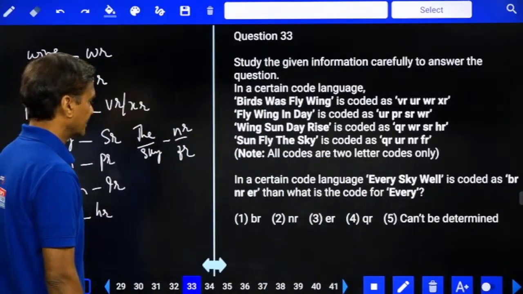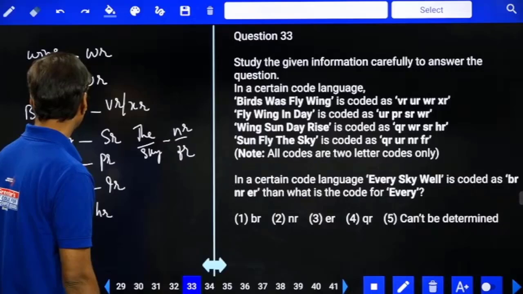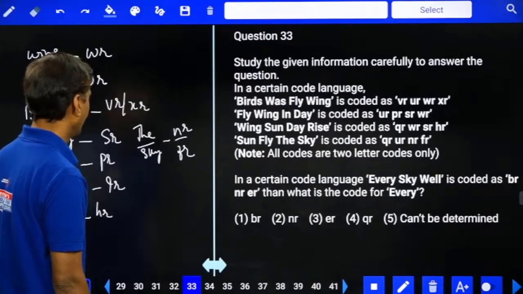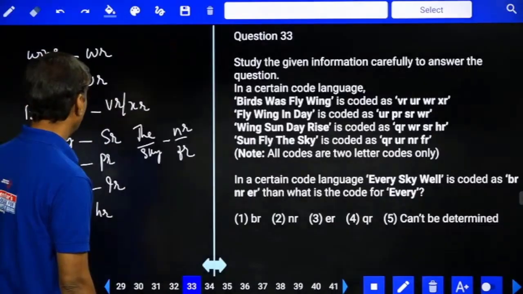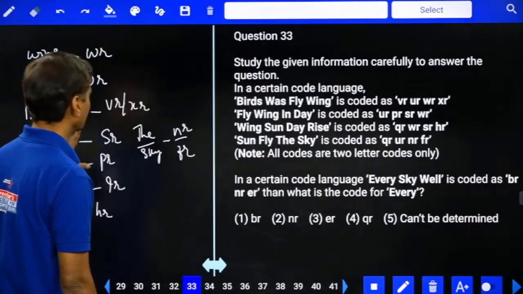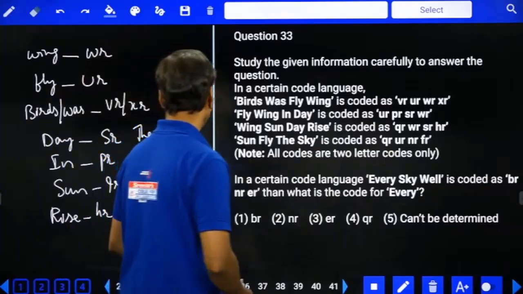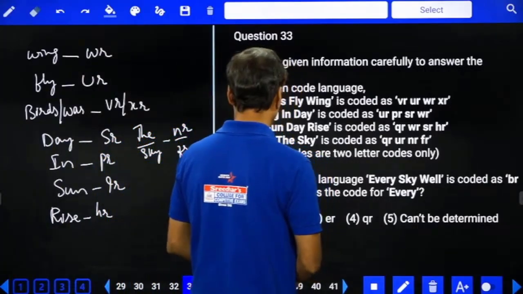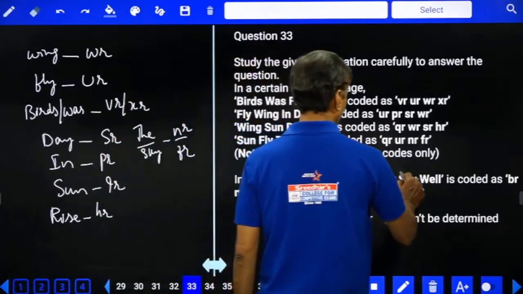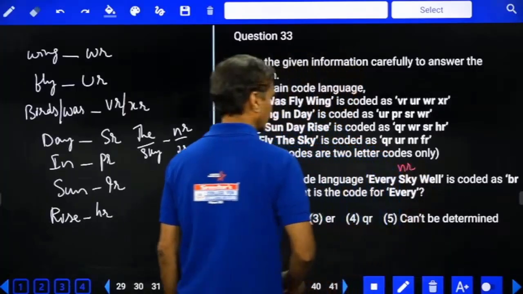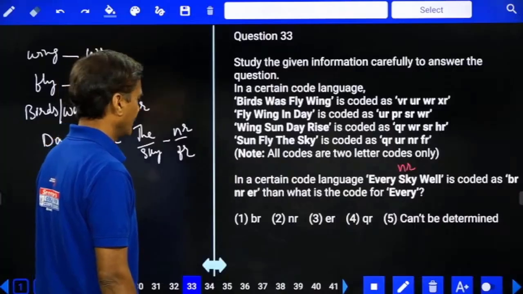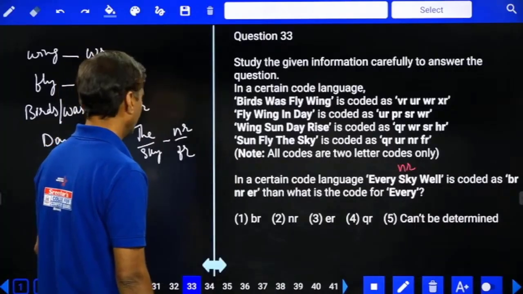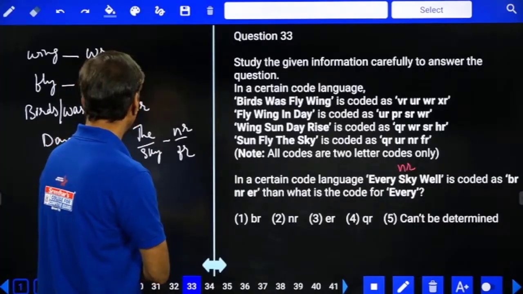Every sky and well. Every sky and well. Now where is the word well here? Well is not there. And every sky and well, now NR, FR, that means NR is the code for what? Sky. Then what is the code for every? And every sky and well.